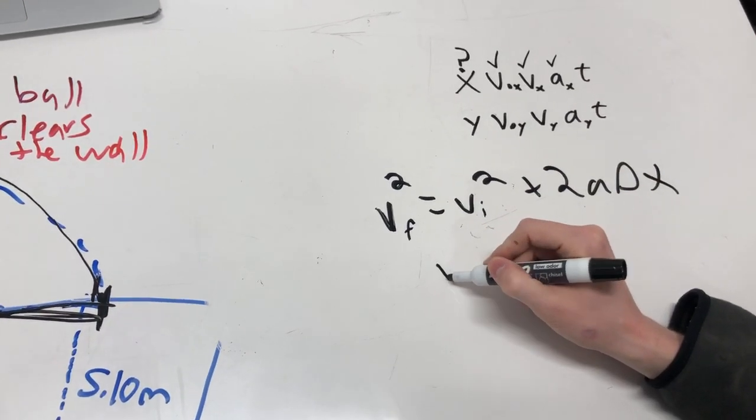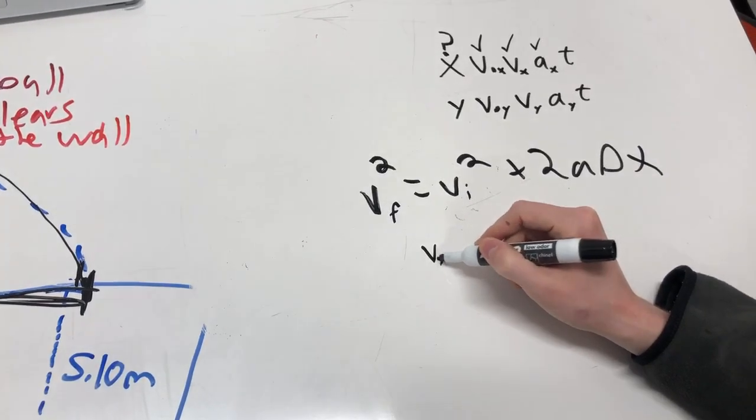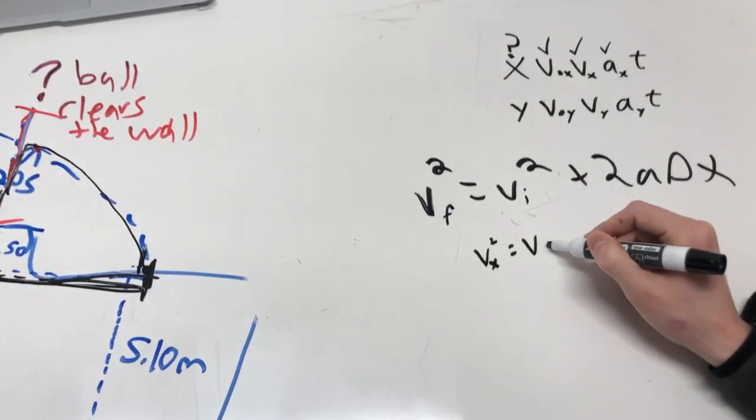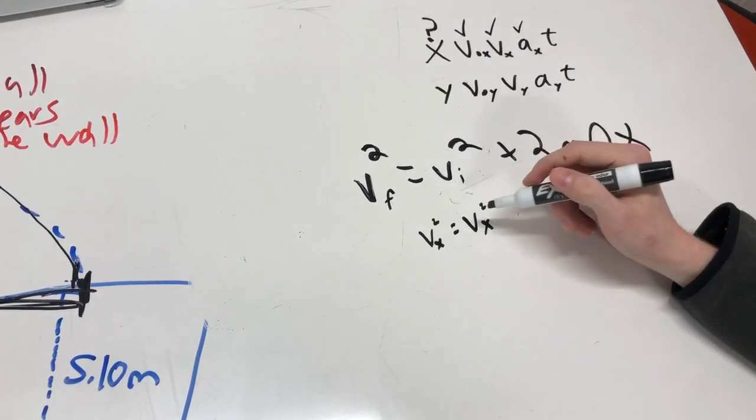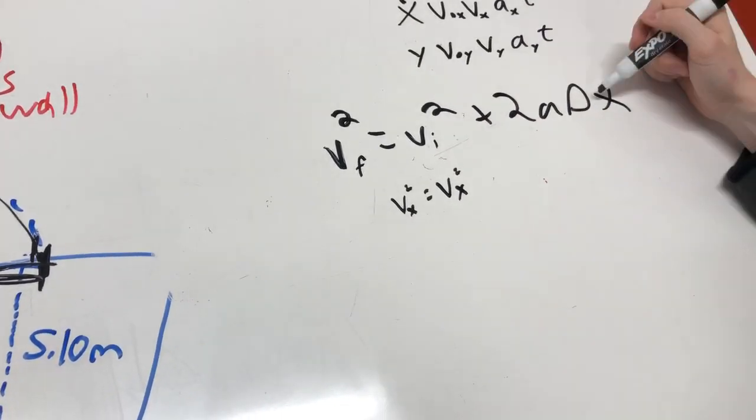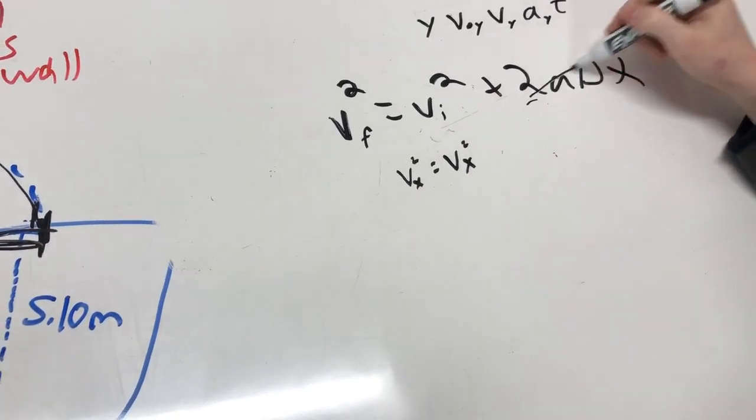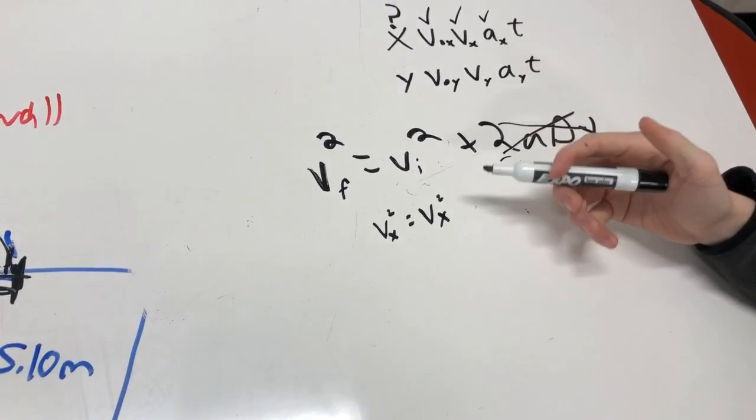So all we get here is vx squared equals vx squared. And then a is 0. So it's just this. And unfortunately, this means we can't solve for x because this whole term became 0. So we're going to need a different equation.